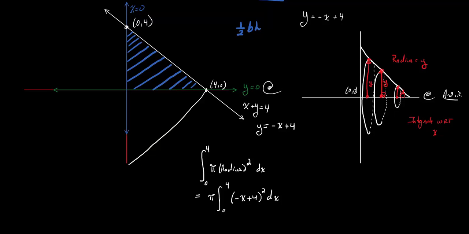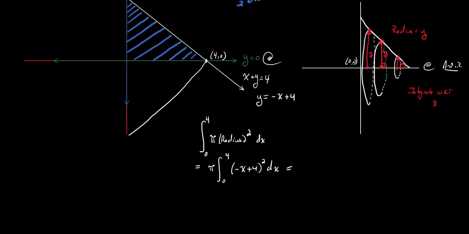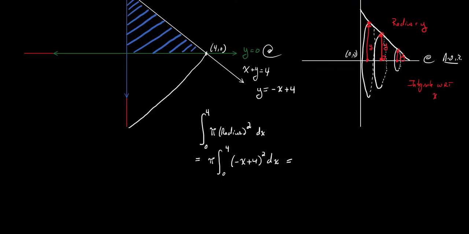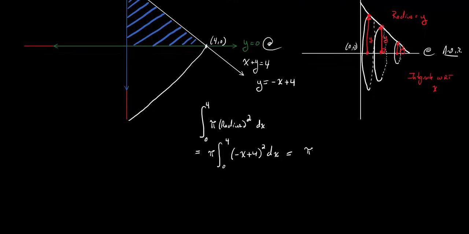The value of y, the radius, is changing consistently, but it is consistently defined as y. So let's go ahead and expand this out. I'm going to bring this up to the top a little bit so we can see it better. So we're going to expand this out. We're going to have the pi out in front, 0 to 4, negative x plus 4 times negative x plus 4.